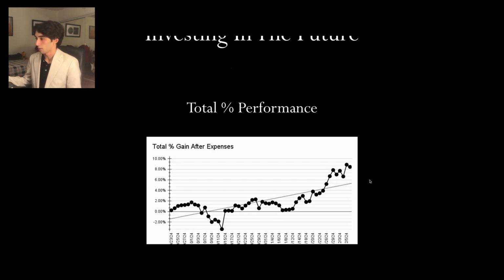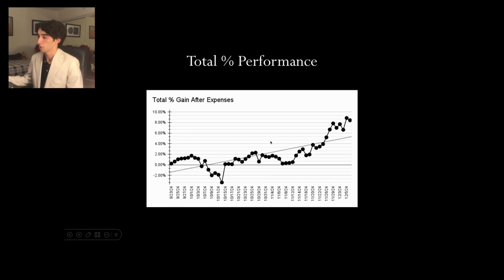So this is the total performance graph. We did quite well over here. This is a very good period. Over here was stable, but SPY was kind of weird over here. And then over here was the part that stands out.